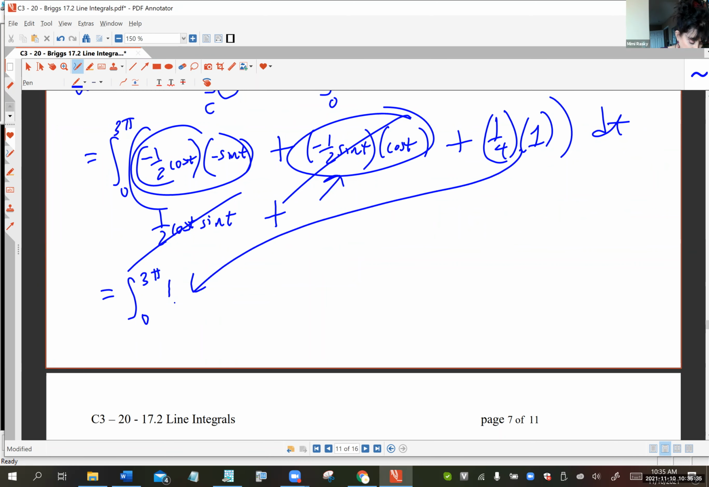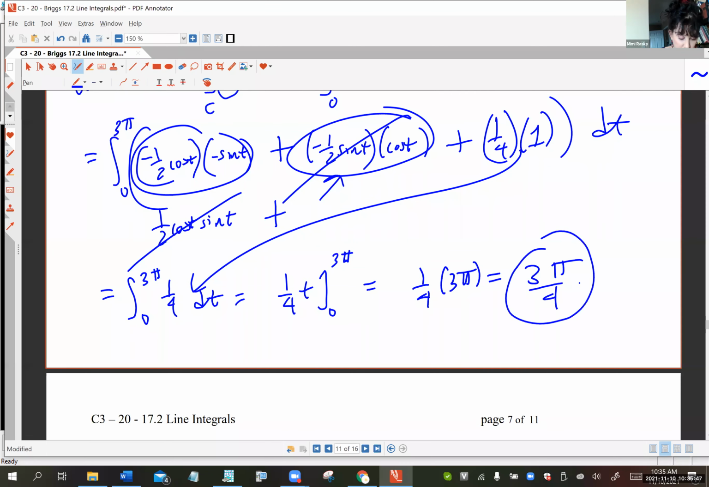And now we have the 1/4. And that's really easy to integrate with respect to t. It's just going to be 1/4 t. And then our final answer will be 1/4 times 3 pi, or 3 pi fourths. Now remember, work done can be positive, negative, or 0. So any of those three answers are possible when you're doing one of these work line integrals.